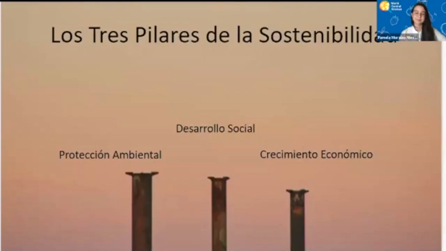Great. So what are the 3 pillars of sustainability? These include economic growth, environmental protection, and social development.